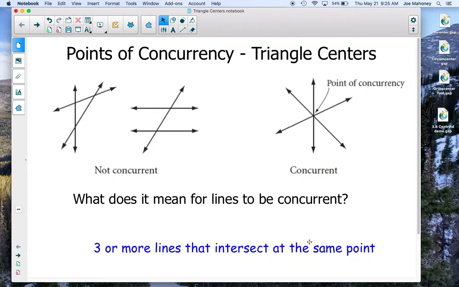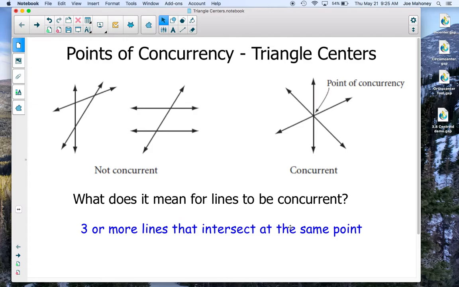Because the idea there is that two lines will always intersect, or they'll be parallel. But three lines can intersect in a variety of different ways. When they intersect all at one point, we say they're concurrent, and that point is called the point of concurrency. So that's what we're going to investigate today.